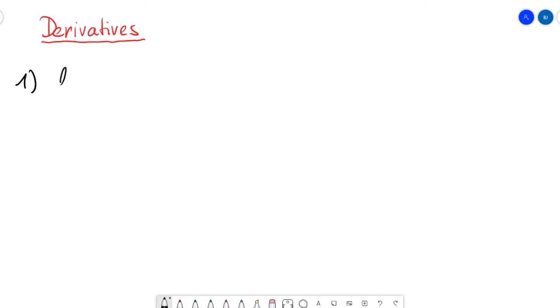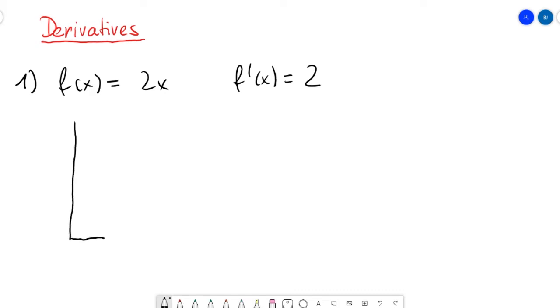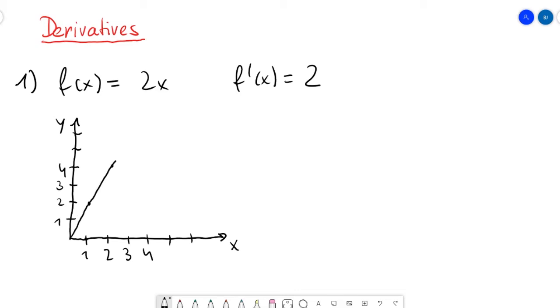Imagine we have a linear function f of x equals 2x, then the derivative with respect to x is 2. So how can we show that graphically? Let's draw the graph. Here we have the y-axis and here the x-axis, with 1, 2, 3, 4 on each, and our function would look like this. At point 1 we are here, at point 2 we are here. So here we have the point x1, y1, which is 1 and 2, and here we have the point x2, y2, which is 2 and 4.